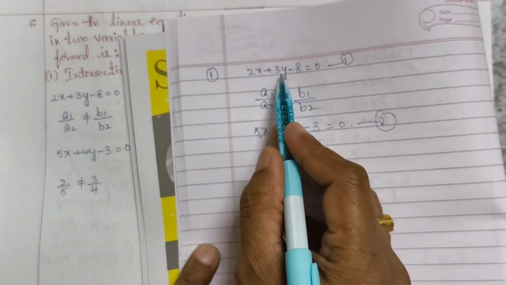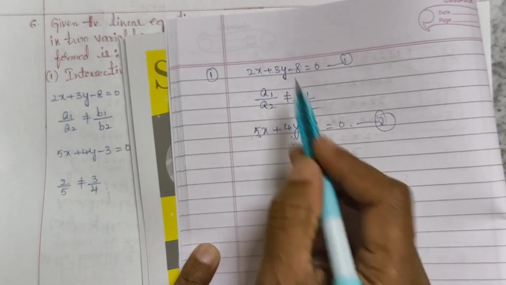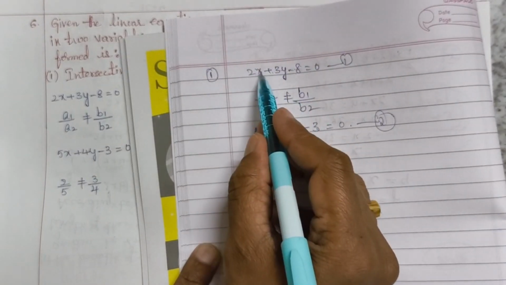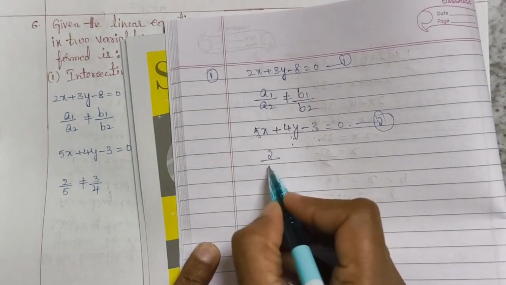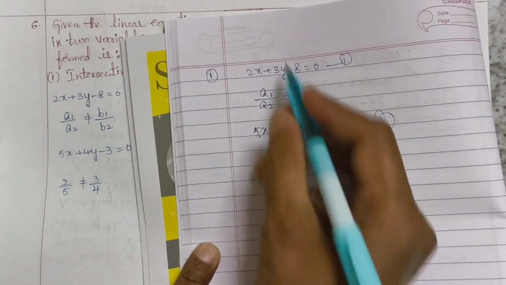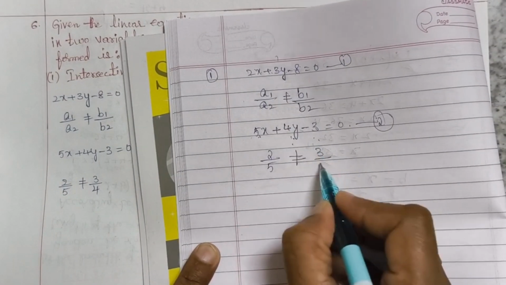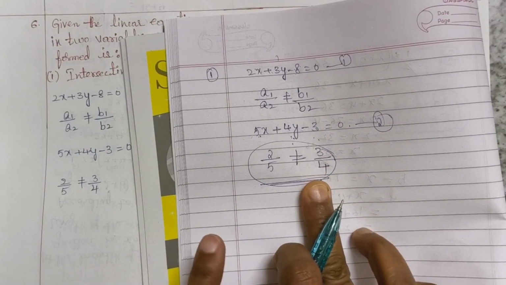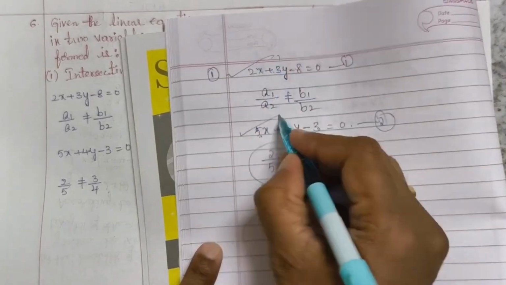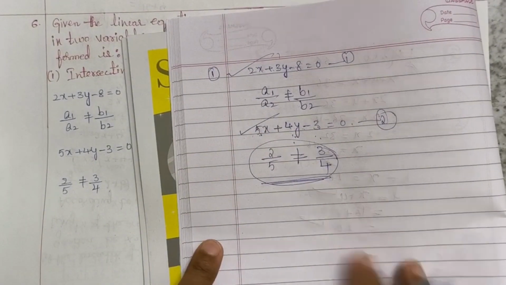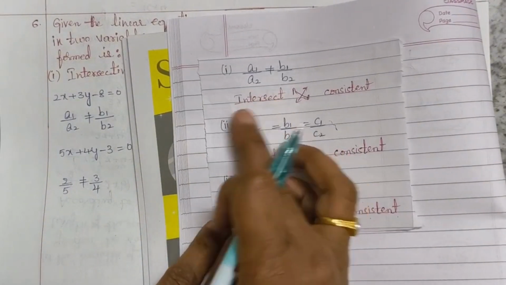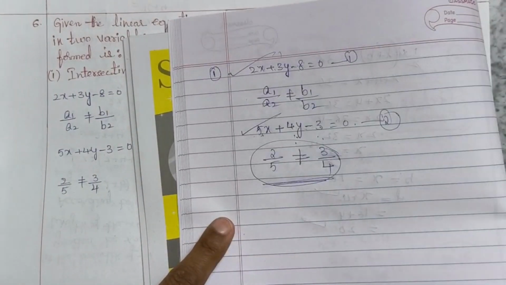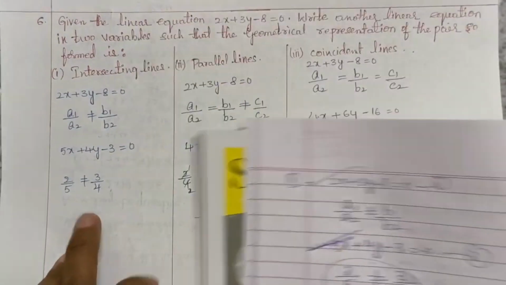See here A1, A2, B1, B2, C1, C2. We want A1/A2 not equal to B1/B2. A1 is 2, A2 is 5, so 2 by 5. B1 is 3, B2 is 4, so 3 by 4. Observe that A1/A2 is not equal to B1/B2, so if we graph these two lines, we will get intersecting lines. This is the answer.